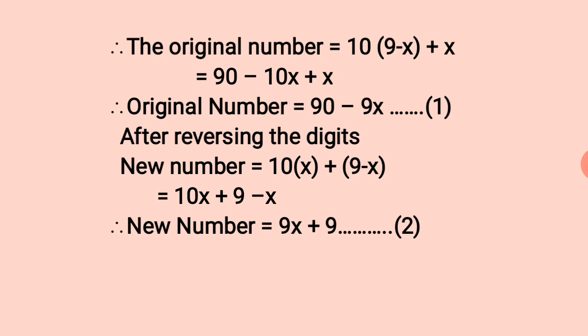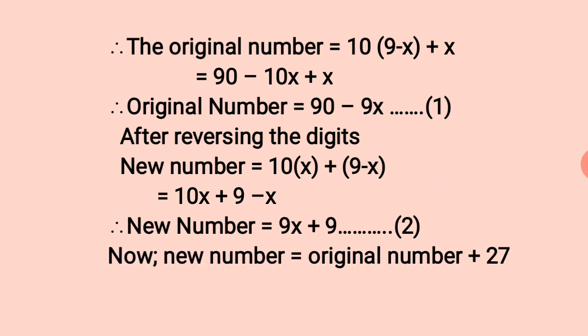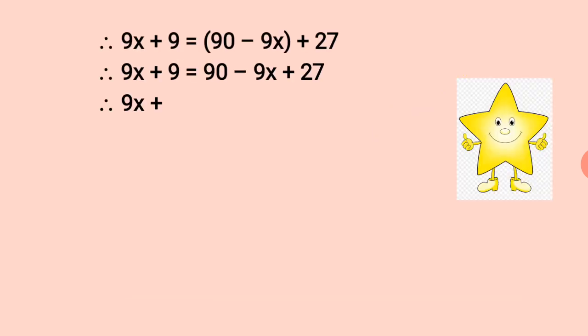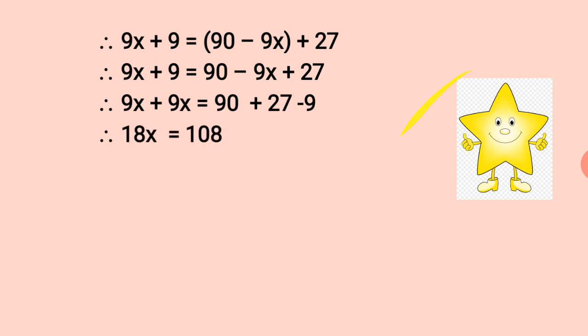Now, one more condition was given. The condition was the new number is equal to the original number plus 27. So, quickly substitute them. So, 9x plus 9 will be equal to 90 minus 9x plus 27. That's what is written. The rest is all mathematical. Go on opening the bracket and solve for x.